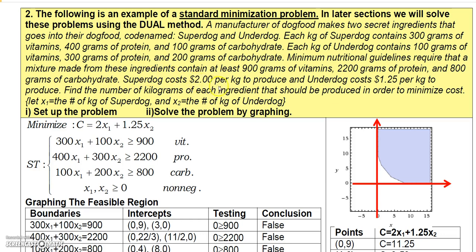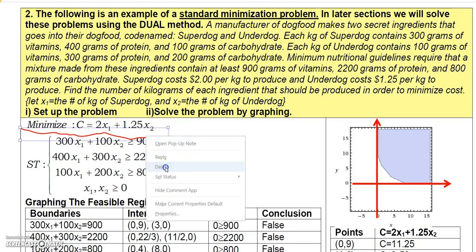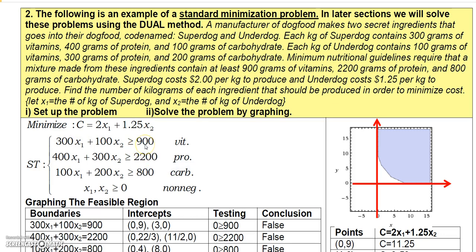Superdog costs $2 per kilogram, and Underdog costs $1.25 per kilogram. Find the number of kilograms of each ingredient that should be produced in order to minimize cost. So the first thing I'm going to do is state that I'm going to minimize my costs, and if I let x1 be the number of kilograms of Superdog that we use, and x2 be the number of kilograms of Underdog that we use, well, we know it's going to cost me $2 per kilogram of Superdog plus $1.25 per kilogram of Underdog. Now the constraints: I have to have at least 900 units of vitamins.